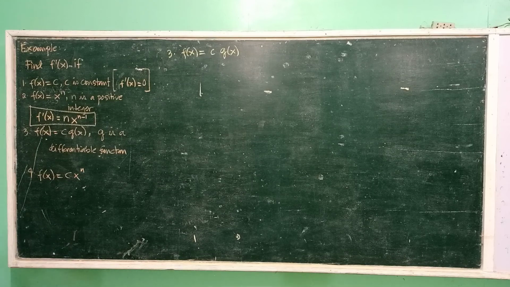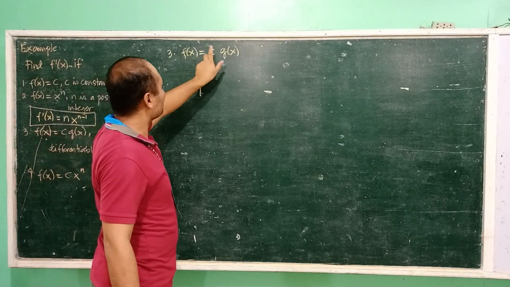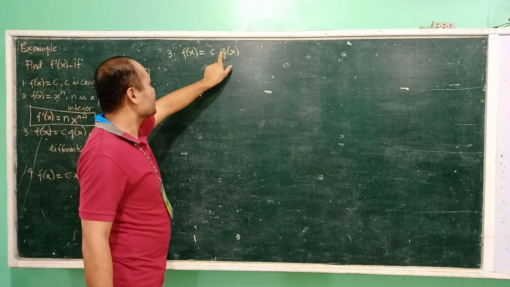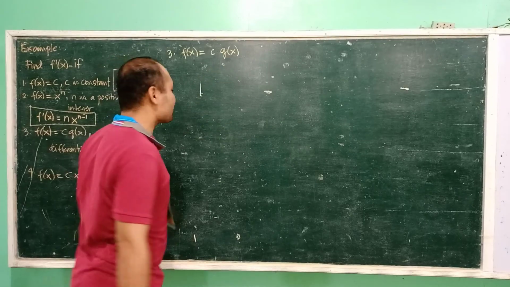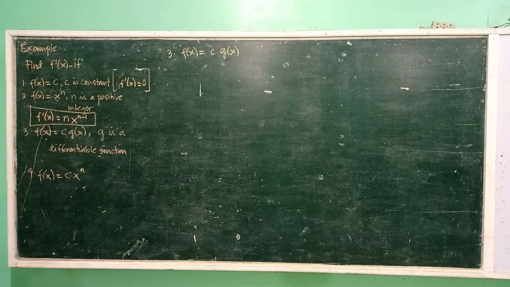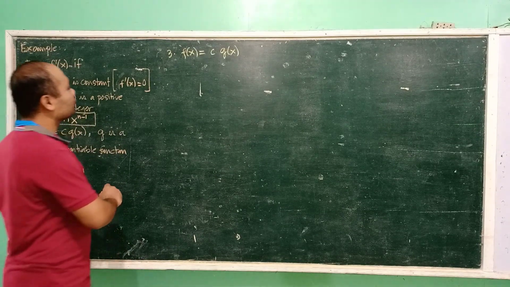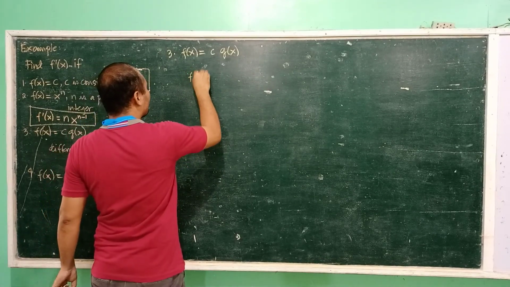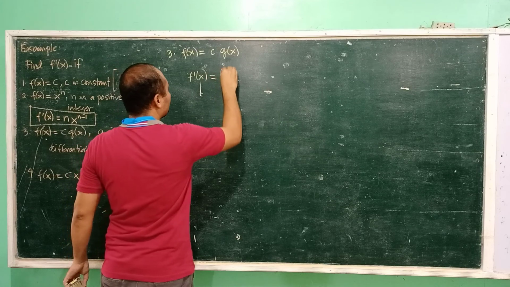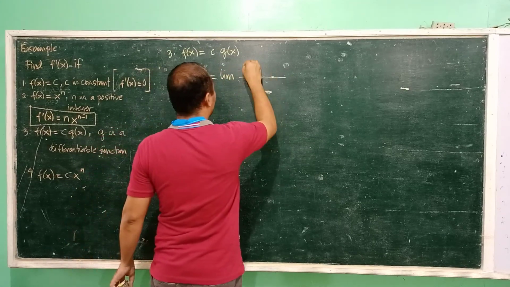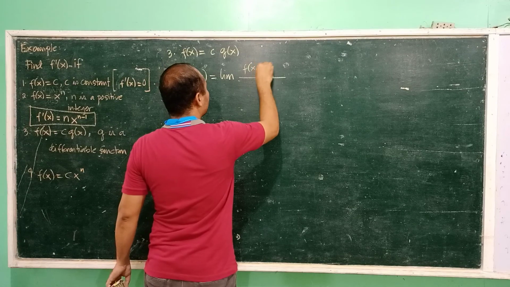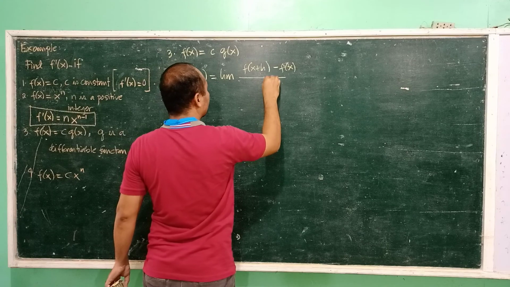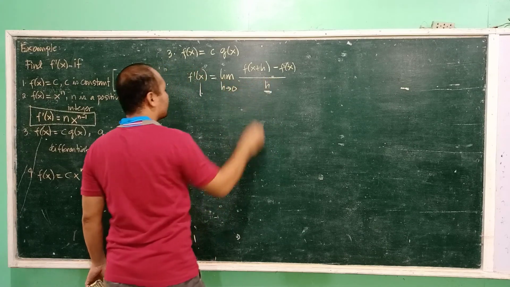For number 3, we have a function f of x defined to be the product of a constant and a differentiable function. This means that g prime of x exists. There is a value for g prime of x. So we will be solving for f prime of x, again using the formula f prime of x equals the limit of f of x plus h minus f of x, all over h, as h approaches 0.